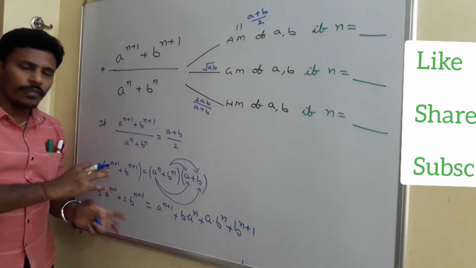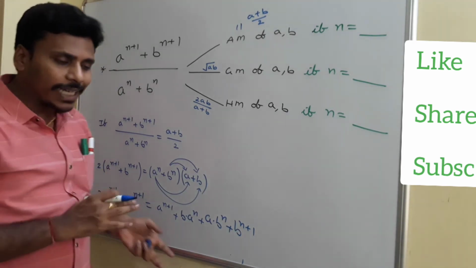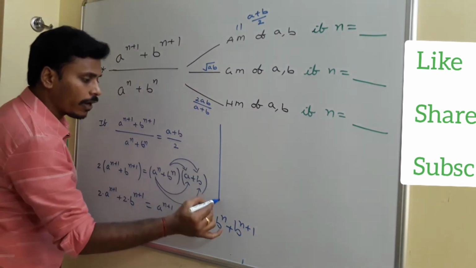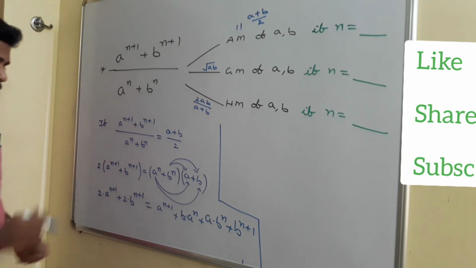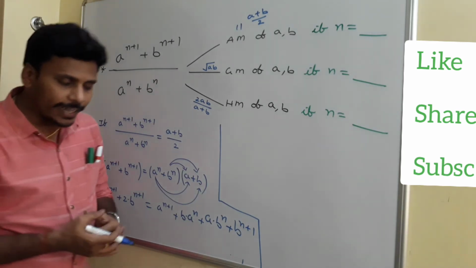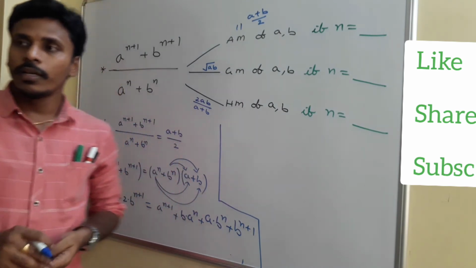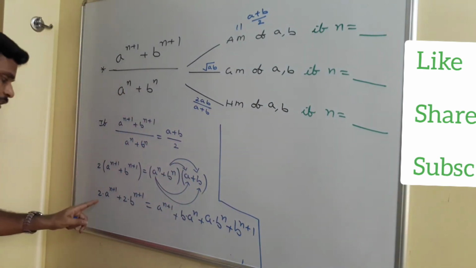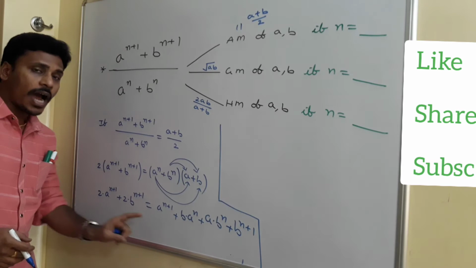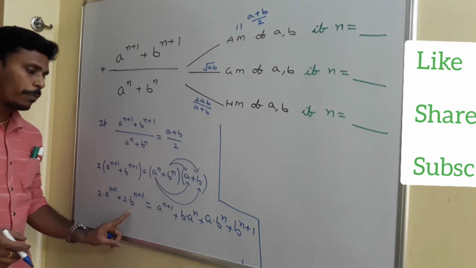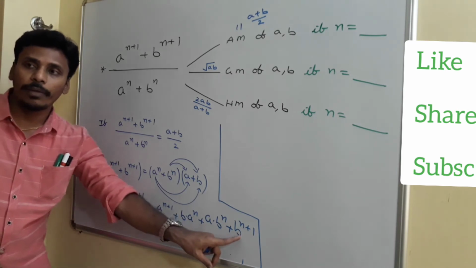We need to rearrange it, regroup it, factorize it to get the value of n. Right? That's our task right now. Send everything aside. Look at this. It needs your attention to solve the problem for n. On the left side you have 2 times a power n plus 1, and on the right side you have 1 a power n plus 1. And here on the left side 2 b power n plus 1, and here 1 b power n plus 1.